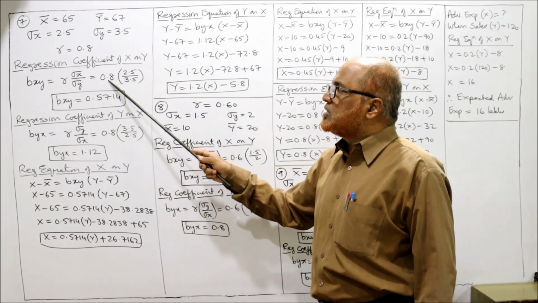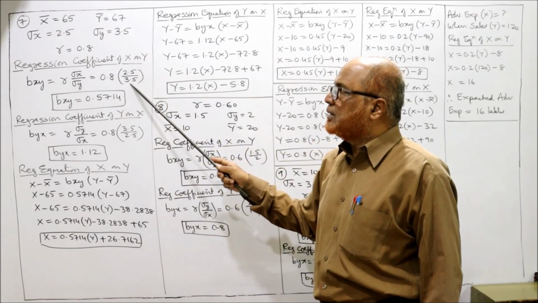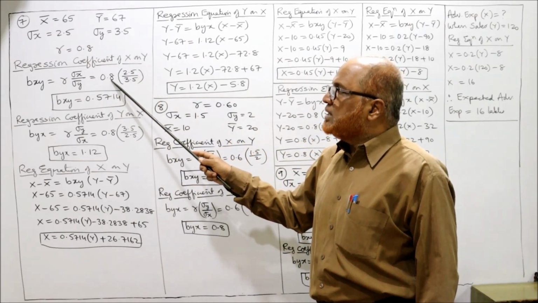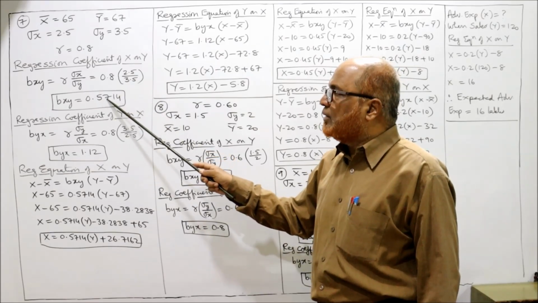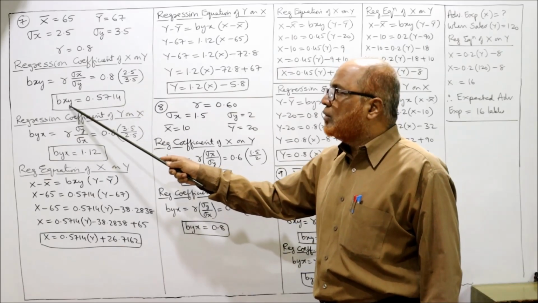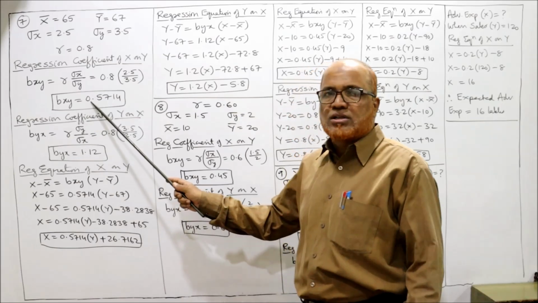R value is 0.8, sigma x is 2.5, sigma y is 3.5, so 2.5 by 3.5. You multiply 0.8 into 2.5 divided by 3.5, and you are going to get 0.5714. Over, we got the bxy value, the regression coefficient of x on y.